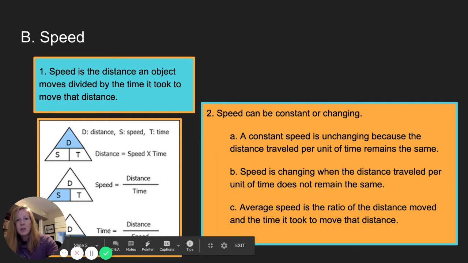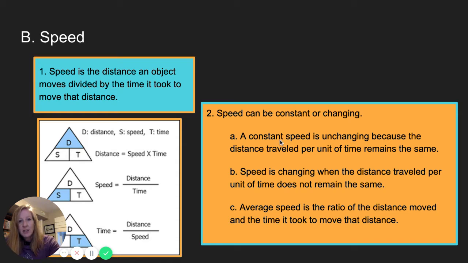Okay, speed can be constant or it can be changing. Constant means that the individual is traveling the exact same speed per unit of time. Which generally doesn't happen, but maybe if you're driving through Kansas or Nebraska, your parents will put your car on cruise control, and that allows the car to travel at the exact same speed as you're going across that nice flat surface of the highway. So that might be a time when speed would be constant. Speed is changing when the distance traveled per unit time does not remain the same.